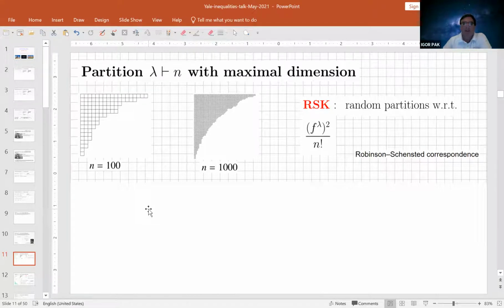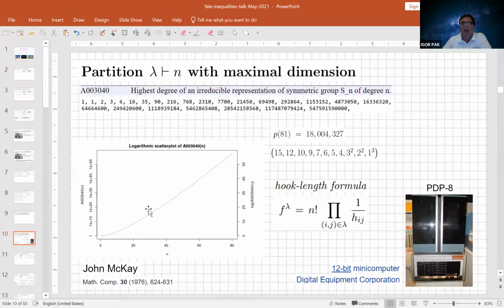However, people have started looking at random partitions. Can I move on? I didn't ask. Any questions about this?